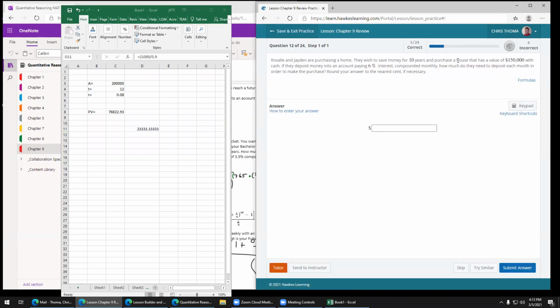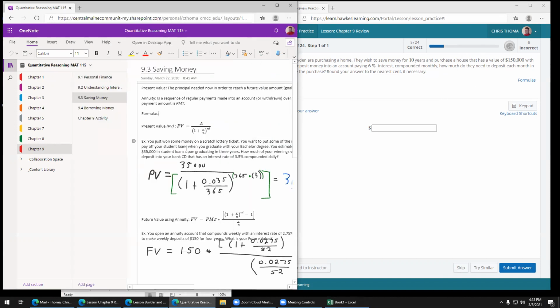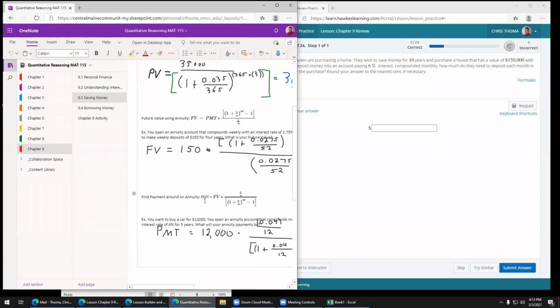It was to say for 10 years and purchase the house at a value of 150,000 with cash. If they deposit the money into an account paying 6% interest, compounded monthly, how much do they need to deposit? So this is a payment problem because they're saving money. So we are going to use the payment formula here.